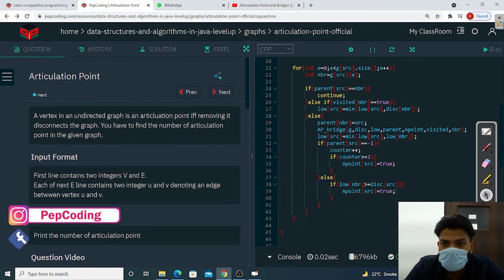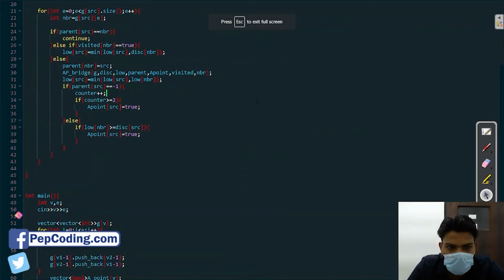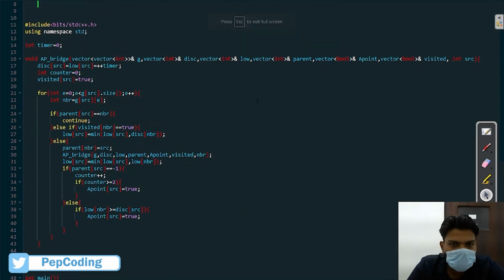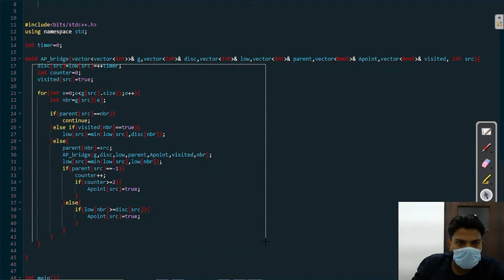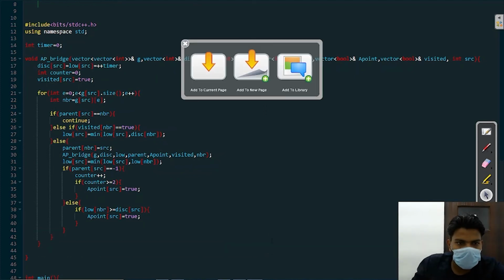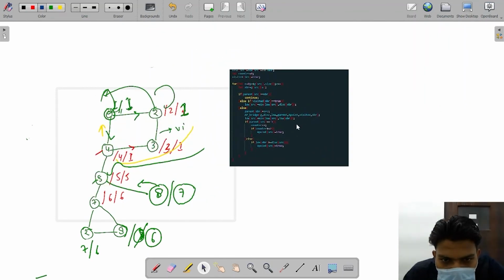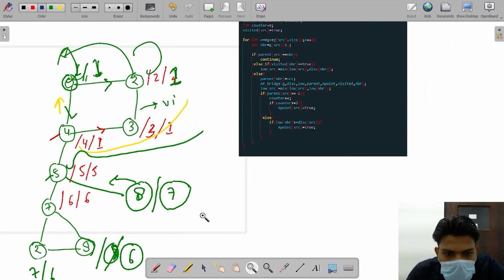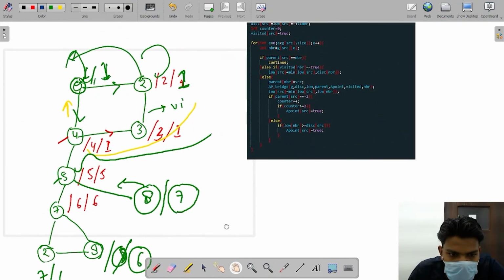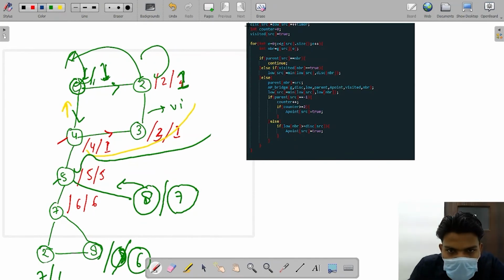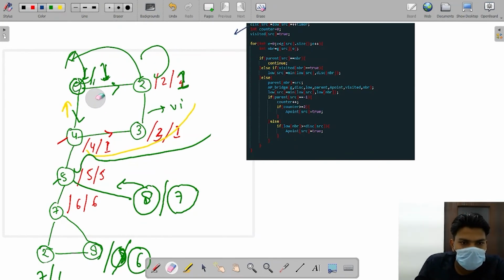This is the correct answer. So now we just go through this code to understand it clearly. So now what we have to do, we just crop this code. Okay, so what we are doing initially, first we draw this graph, we draw all the parts.